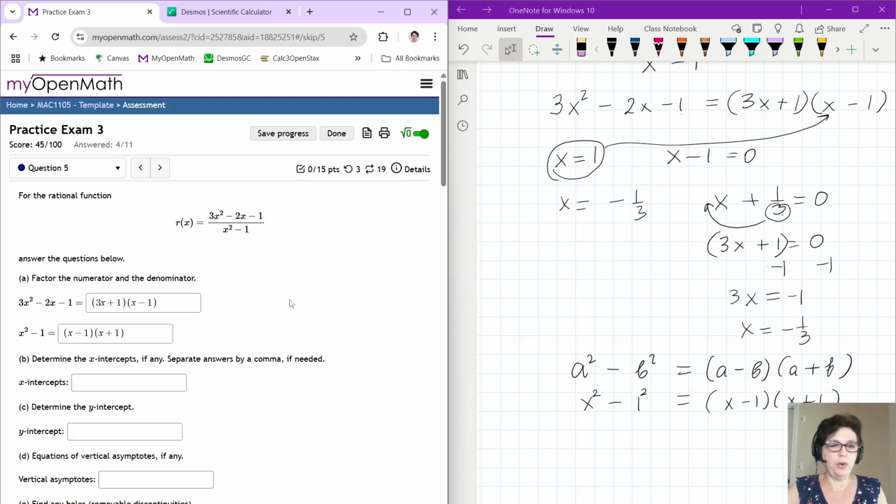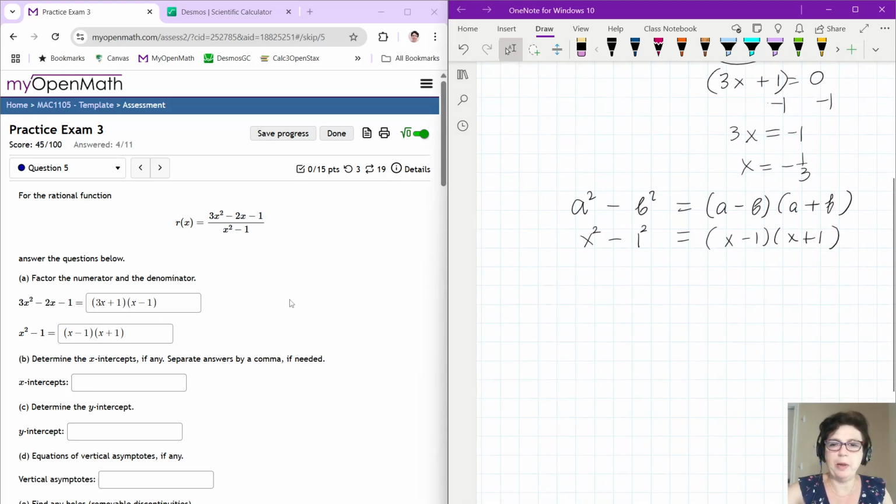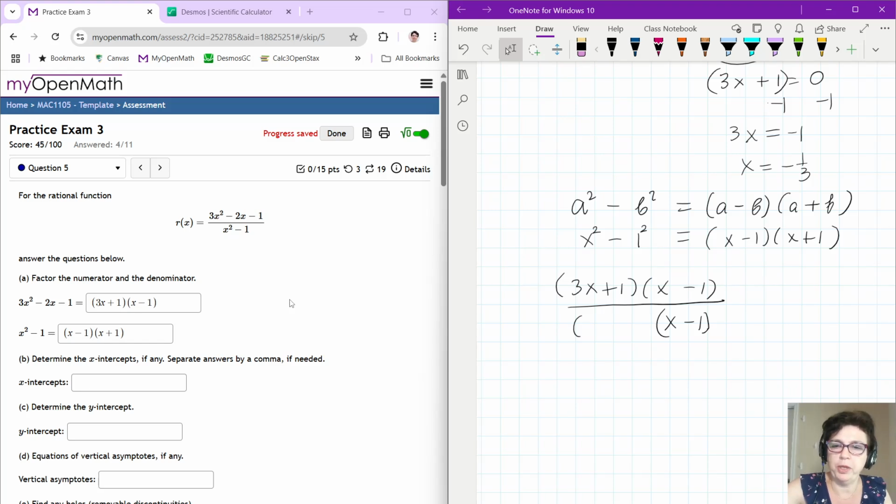Okay, so now that we factored both the top and the bottom, we're going to start looking for the vertical asymptotes, the x-intercepts, and the y-intercepts. So let's write down the factored form of the numerator and the denominator, one under the other, and let's see what happens. So I'm going to write x minus 1 over here because I want to point out that these are going to be repeated factors.